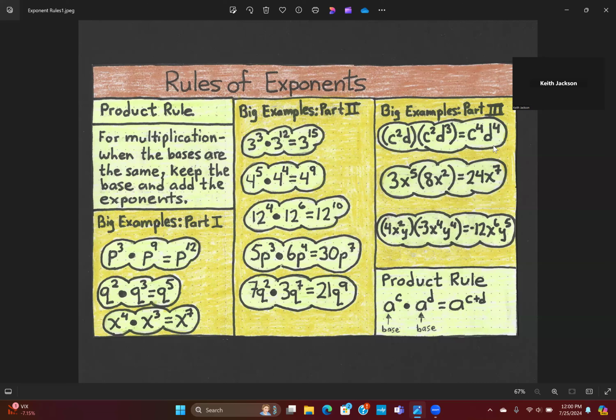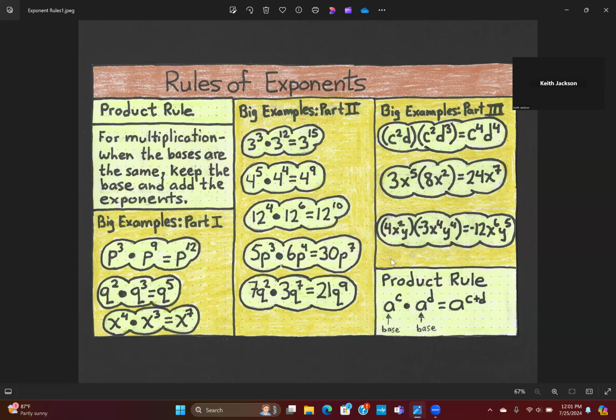So our final answer in this example would be c raised to the fourth power times d raised to the fourth power. And let's look at this next example, in which we have 3 times x to the fifth power times 8 times x to the second power. Again, we're going to multiply those numbers, 3 times 8, which will give us 24. We're going to keep the base of x, and we're going to add the exponents. So x to the fifth power times x to the second power will give us x to the seventh power. And our final answer here will be 24x raised to the seventh power.